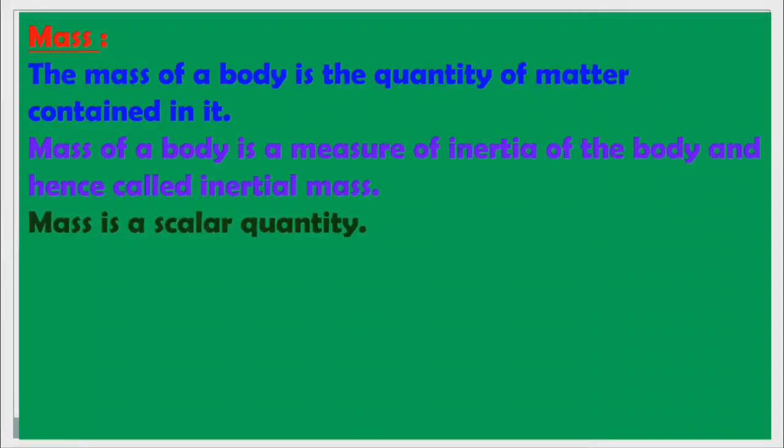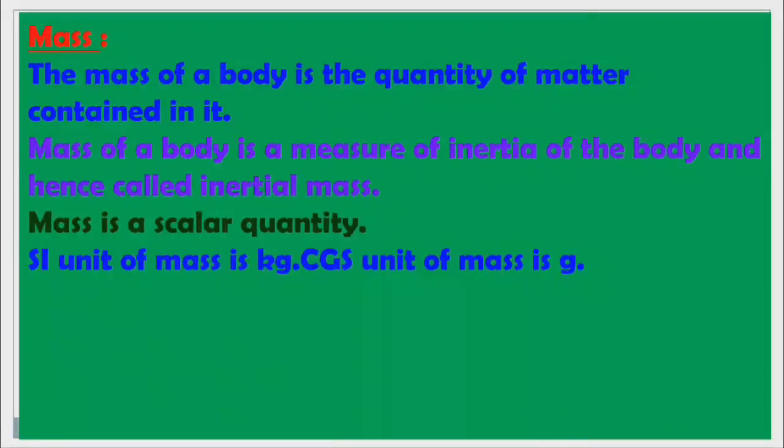Mass is a scalar quantity. It has only magnitude but no direction. That's why it is a scalar quantity. SI unit of mass is kilogram and CGS unit of mass is gram.